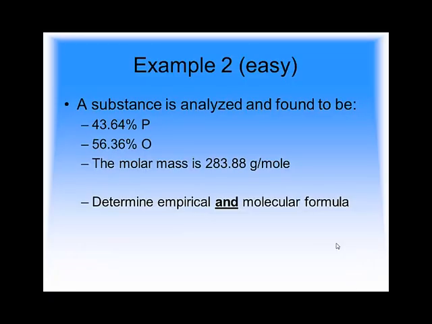Not so simple because you have to go through the steps of figuring out the empirical formula on your own. So they give you a substance that's analyzed, found to be phosphorus and oxygen atoms in the compound, gives you the molar mass of the compound, and they want you to do both steps. We're going to determine the empirical formula and the molecular formula. So I'm going to do empirical formula first. Follow the steps from part 1. I have a compound, and my job is to find the subscripts. I have phosphorus and oxygen.